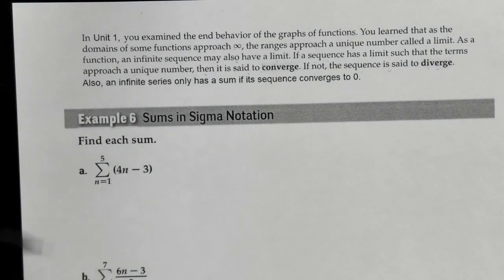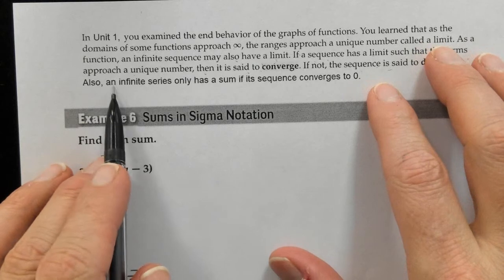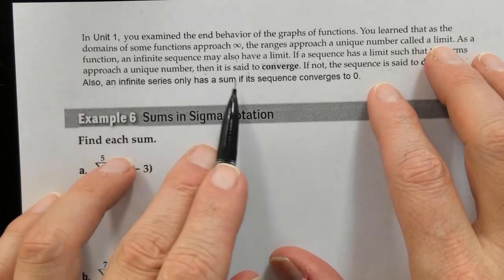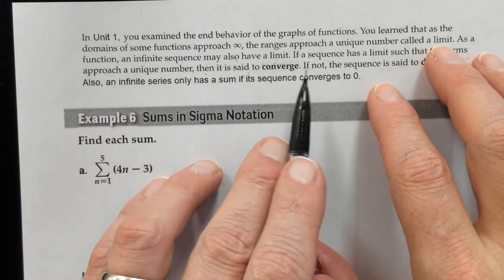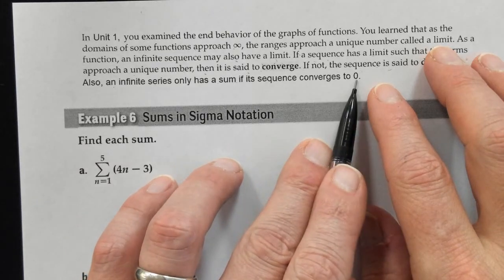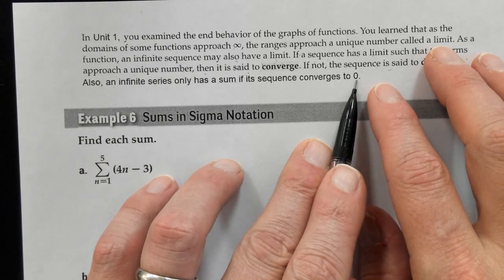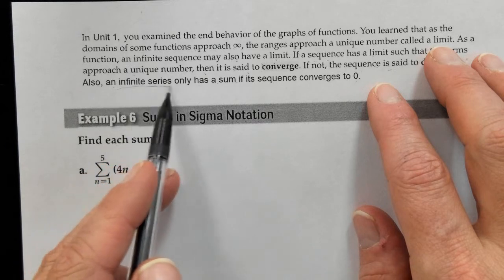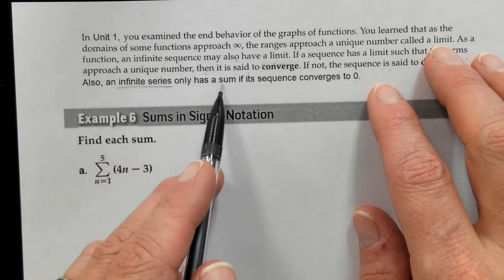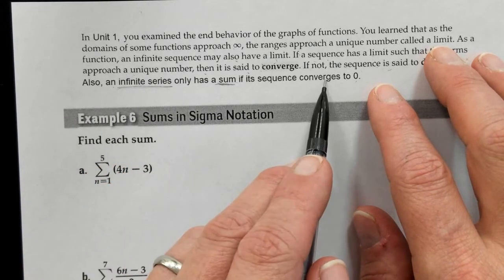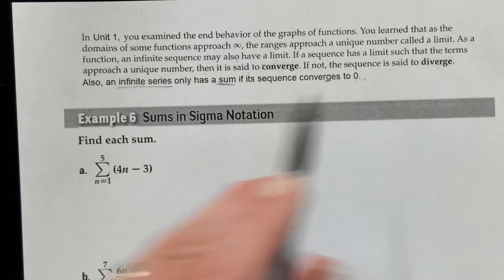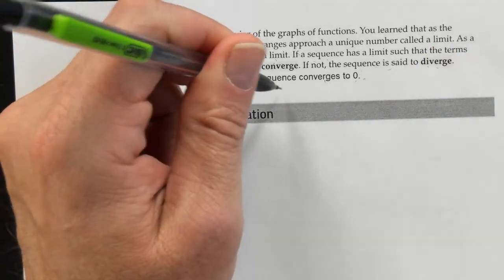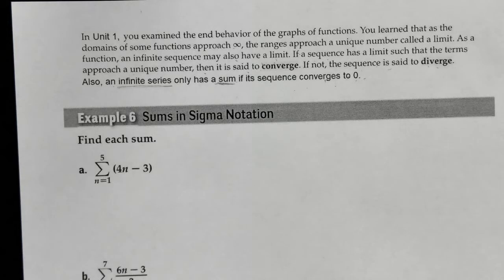All right. Now, here's also a main point to remember. An infinite series only has a sum if its sequence converges to 0. So if you have an infinite series, the only time it has a sum is if the sequence converges to 0. That means the more terms you get, the closer those terms get to 0.